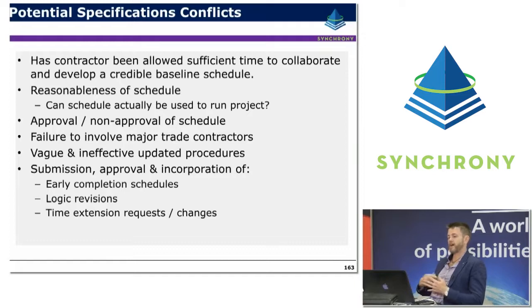Another common one might be failure to involve major trade contractors or subcontractors or vendors. So as much as possible, getting the right people involved and collaborating in that early planning process. Vague or ineffective updating procedures is another classic cause of conflict, so it's really good to be explicit, make it crystal clear what is required, to what month end, what are the reporting periods, and when do we need that input. And submission, approval and incorporation of early completion schedules, logic revisions, extension of time requests and changes, having a process set up front for those as well.